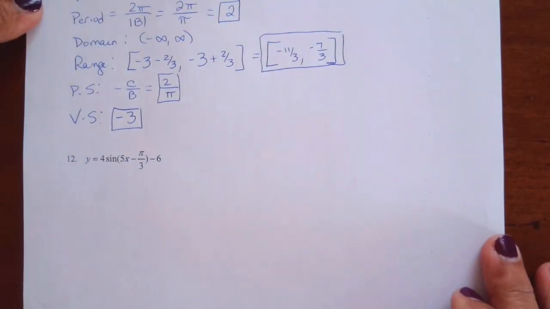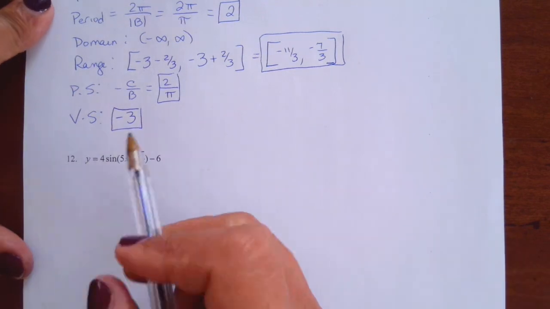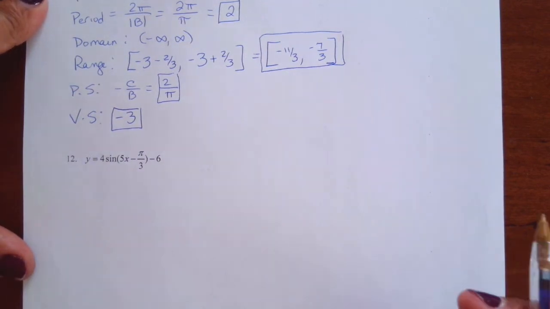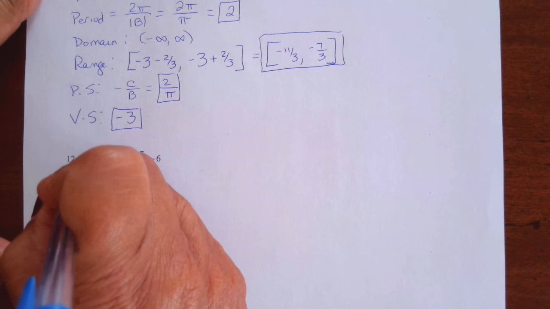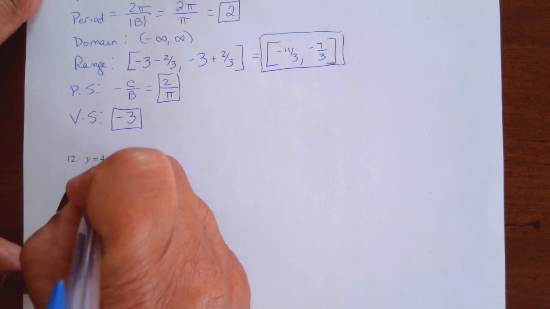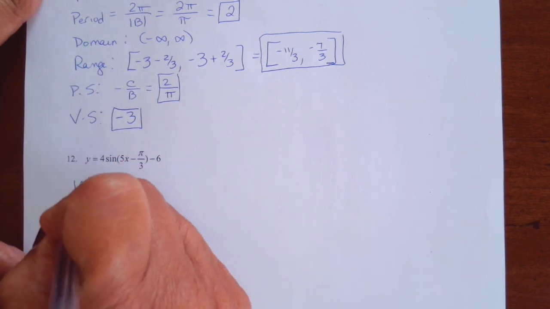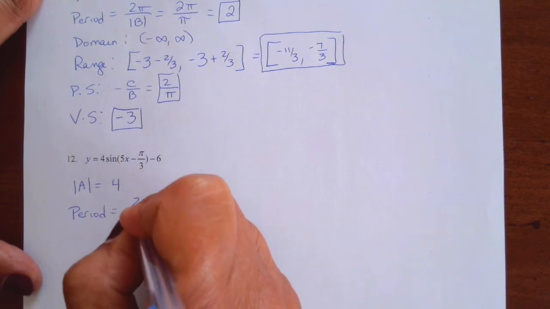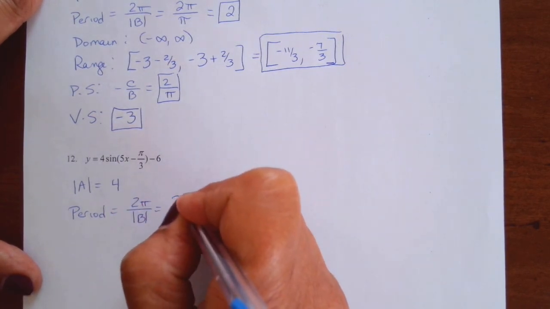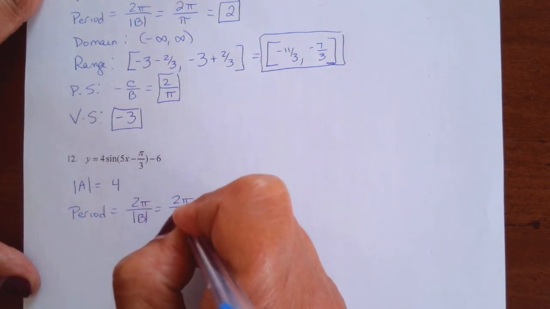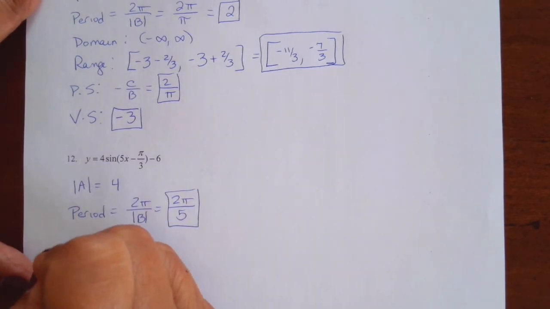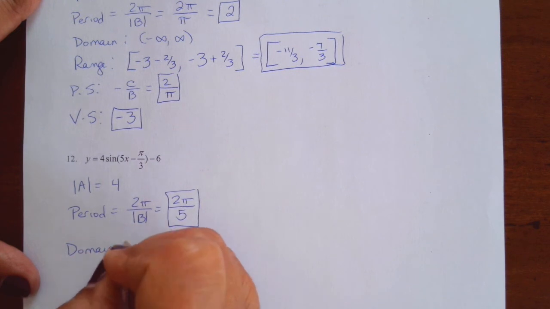Last one, number 12. A is 4, B is 5, C is that pi over 3 number, and then D is negative 6. All right, so amplitude, positive 4, period, 2 pi over absolute value of B, so 2 pi over 5, can't reduce it. Sorry, that's my dog barking. All right, the domain, all real numbers.